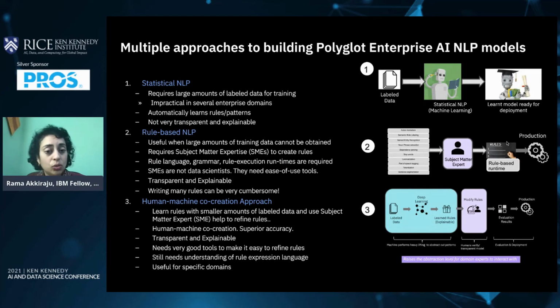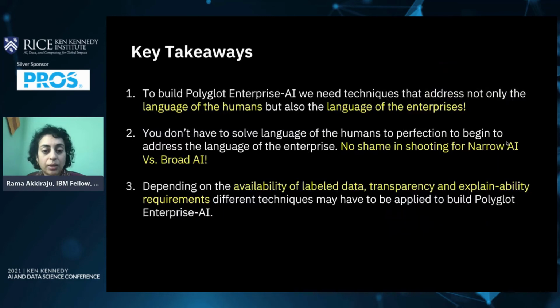They can be used depending on the nature of the problem, the amount of data that's available, the amount of labeled data that's available, whether or not subject matter experts are willing to write rules, and what kind of tools are exposed to them to write those rules, versus using small amounts of labeled data, learning rules from the data, and getting humans to correct the rules.